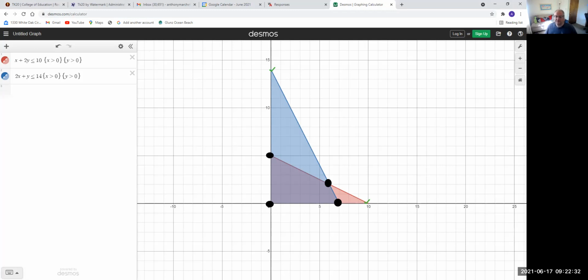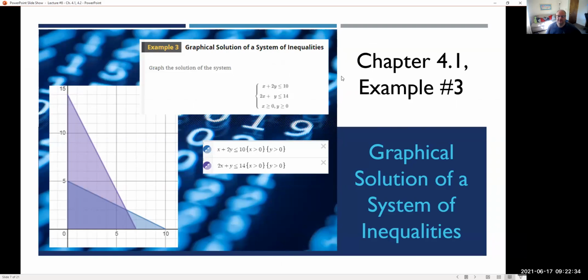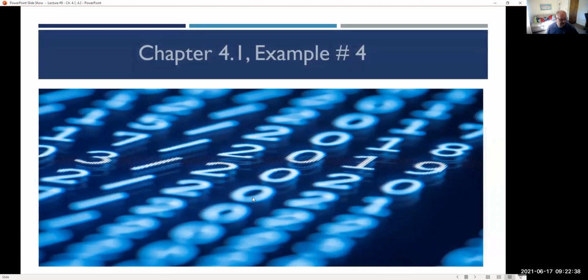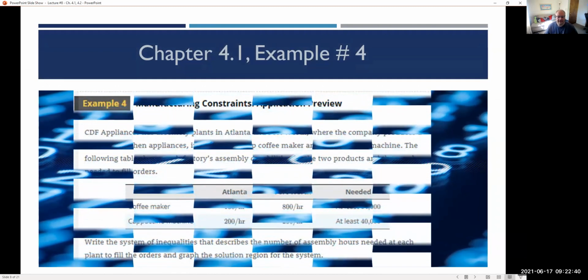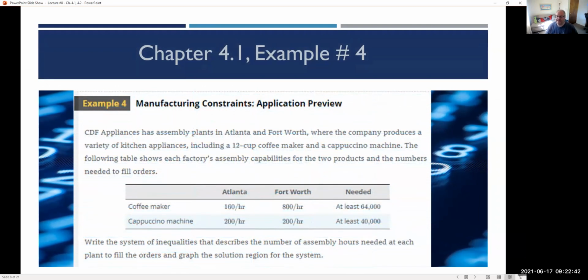So now that we're familiar with how that works, let's see if we could apply this now to an application. Now we're still not quite doing linear programming as of yet. We're just at the end of chapter 4.1, and this is an application of something like that, okay? I'll read out loud. I'm going to ask you to try to focus with me and follow it.